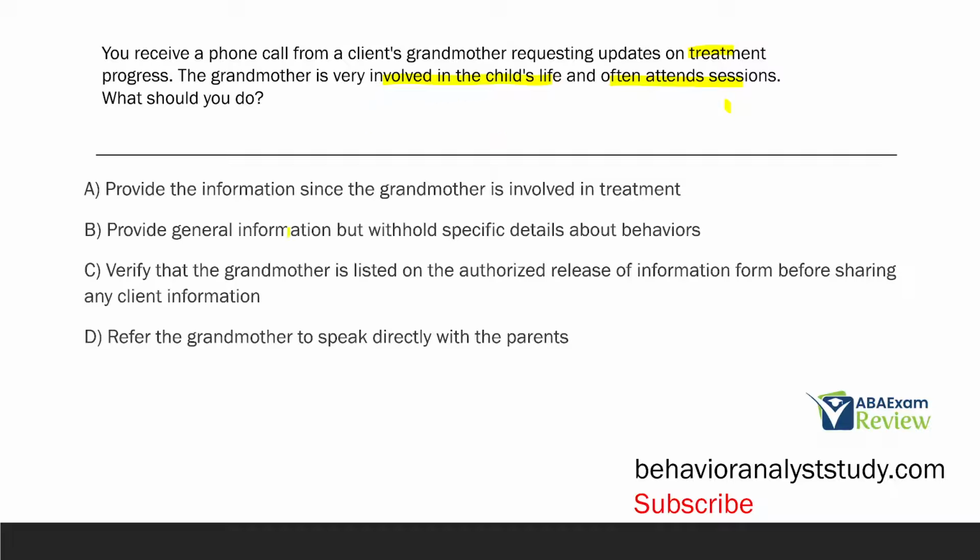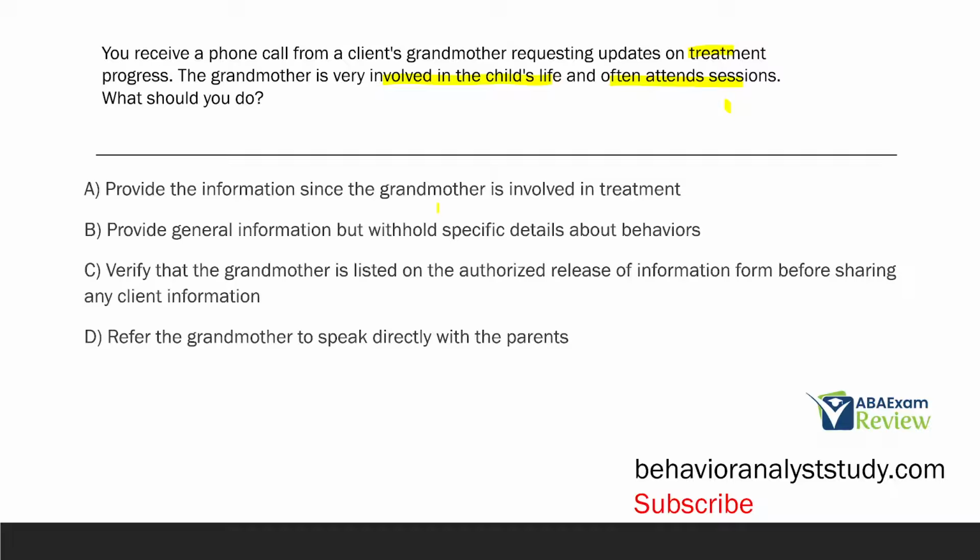A, provide the information since the grandmother is involved in treatment. It doesn't say she's involved, it says she's in the child's life and attends sessions. We need to know for sure we can provide these updates on progress, the data, for example, before we actually do it. B, provide general information, but withhold specific details about behaviors. You don't even want to go that far, right? Before we give any of the information that may be private, we have to be sure.